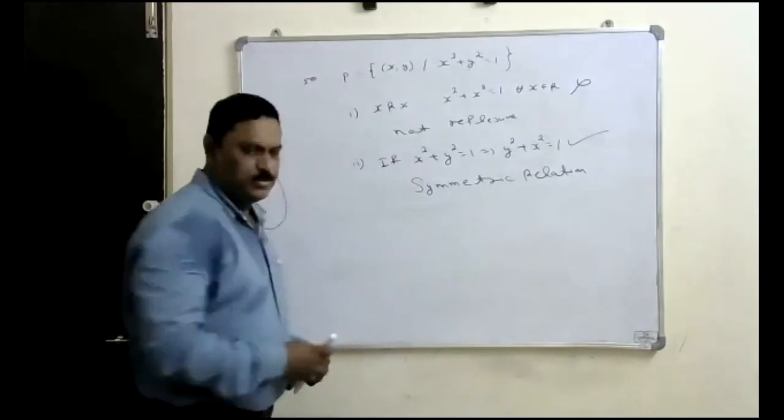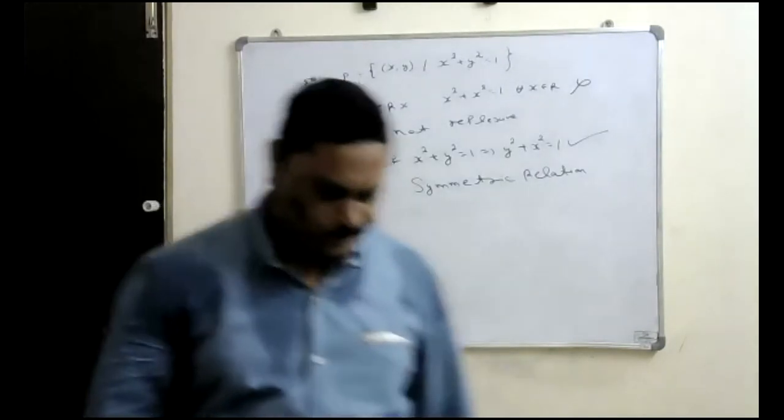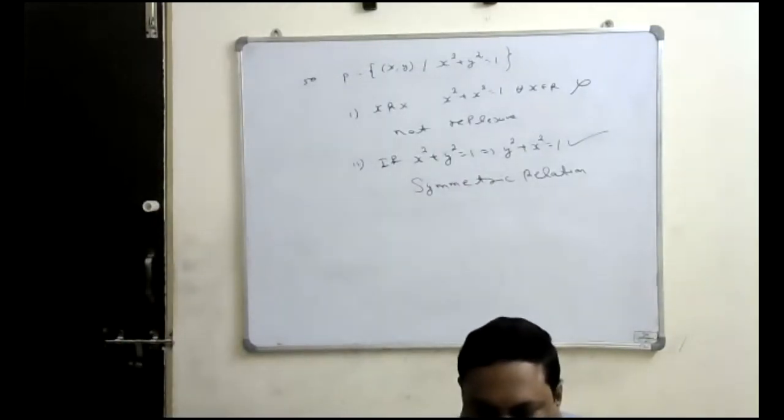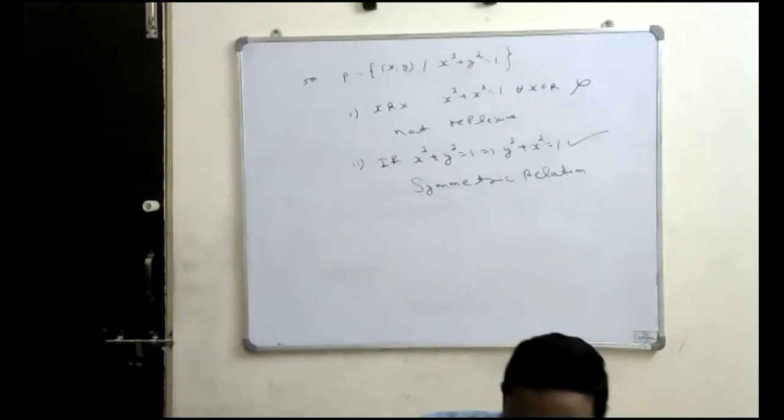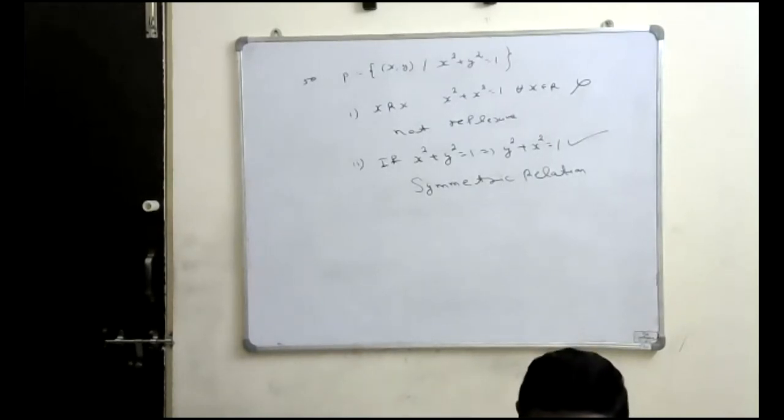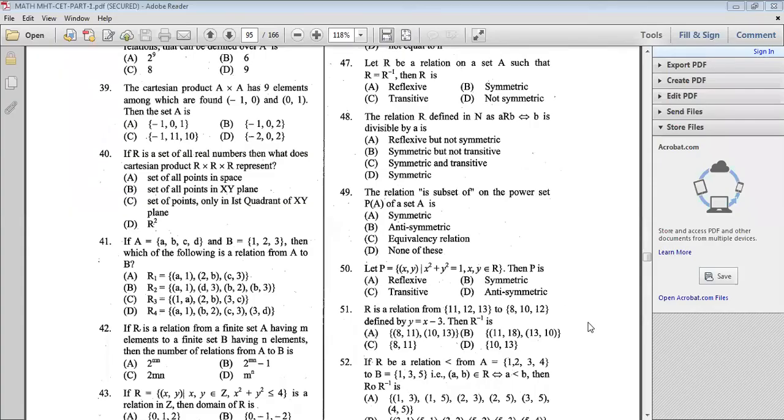This is a symmetric relation. Next, look at the next problem. Look at the 51st problem. R is the relation from {11, 12, 13} to {8, 10, 12} defined by y is equal to x minus 3. Observe this 51st problem. The relation is y is equal to x minus 3.